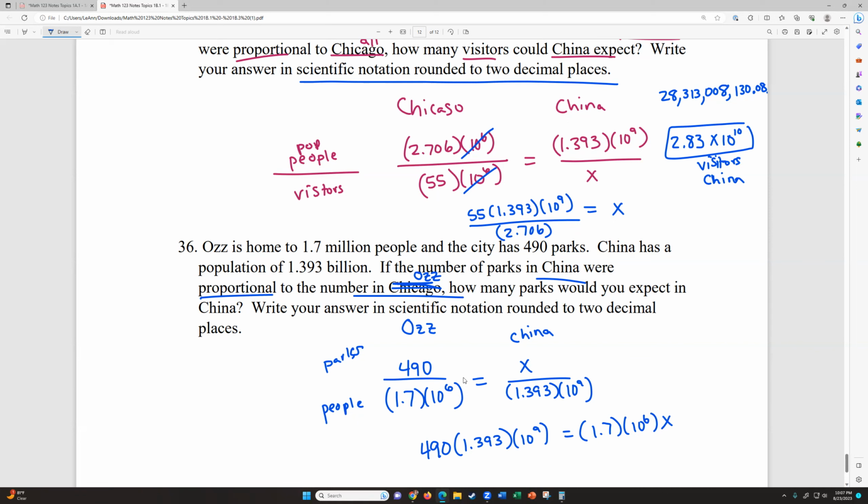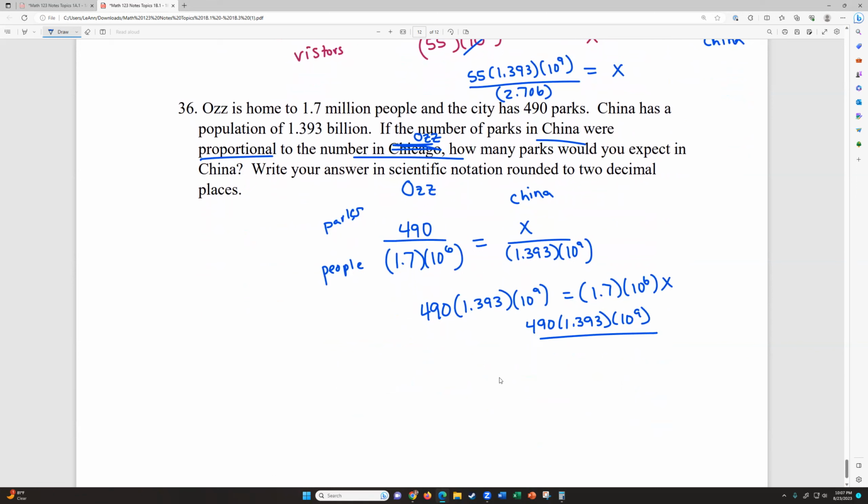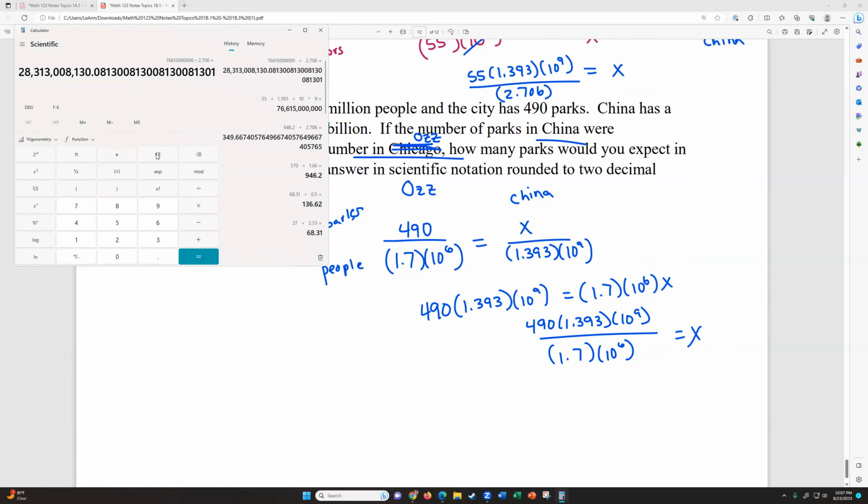We're going to divide all of this over. So 490 times 1.393 times 10 to the 9th divided by 1.7 times 10 to the 6th equals x. Now, you could do some subtraction of the exponents because you do have 10 to the 9th over 10 to the 6th, but then you have to remember where to put that, and that's tricky if you haven't had algebra in a while. So I would just type all this in.